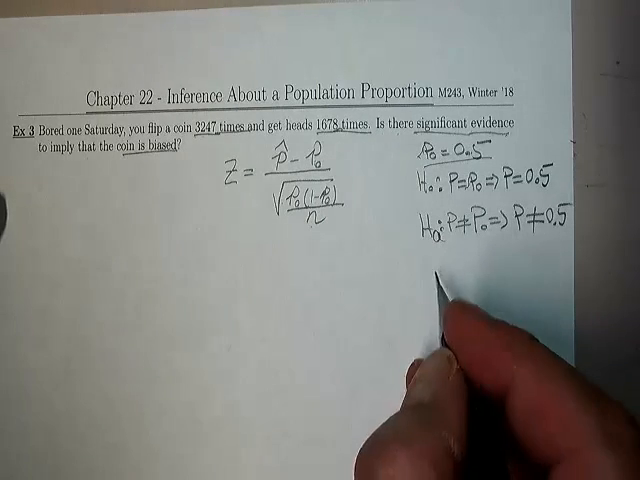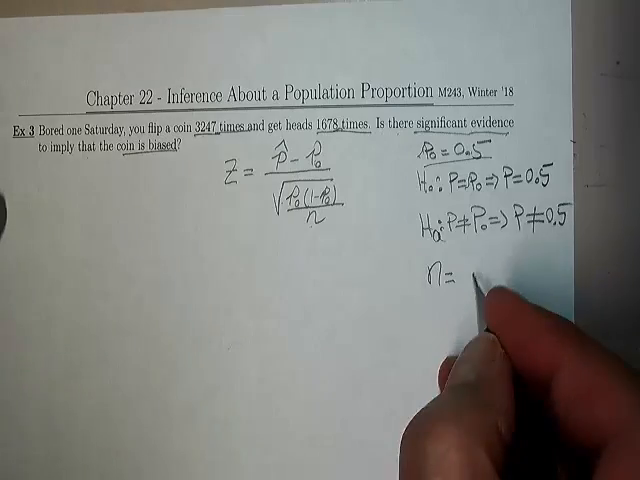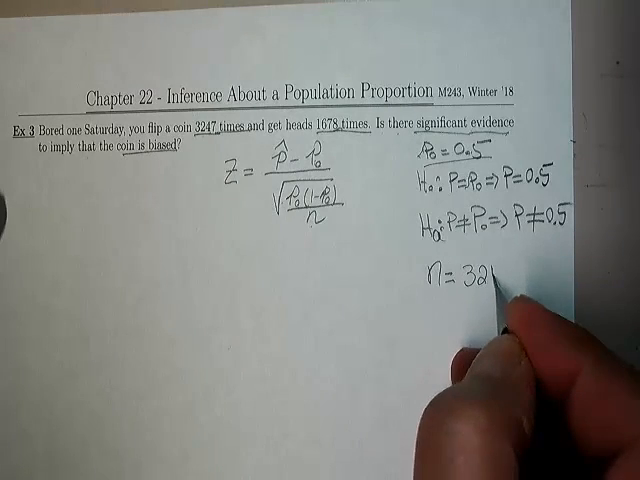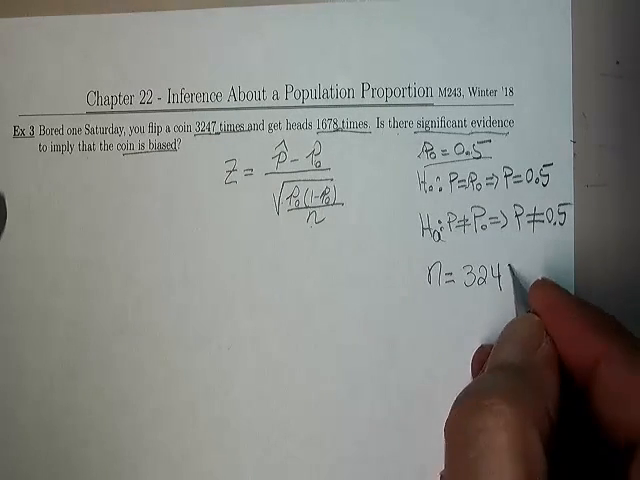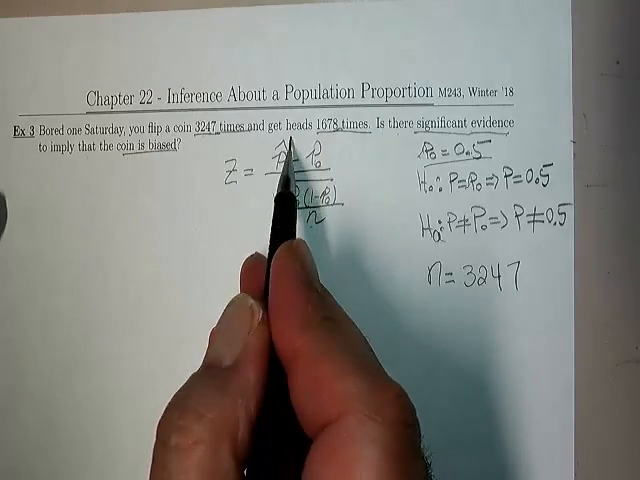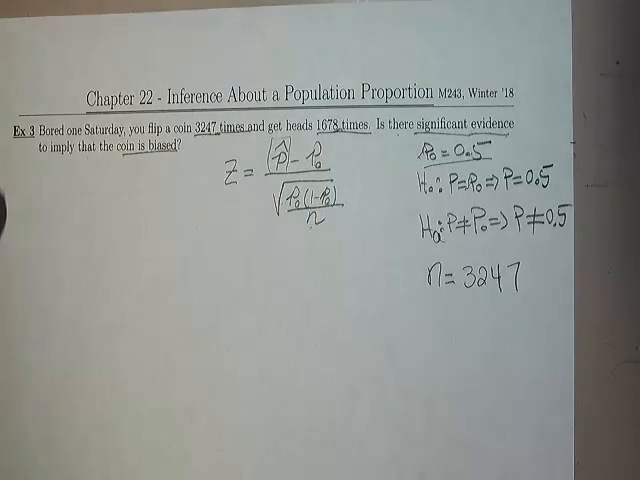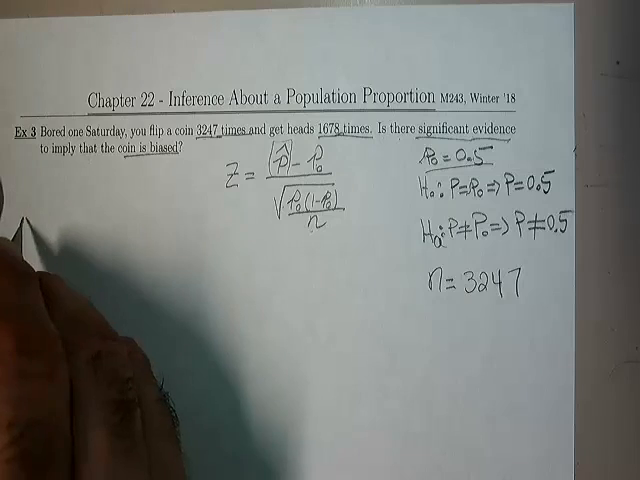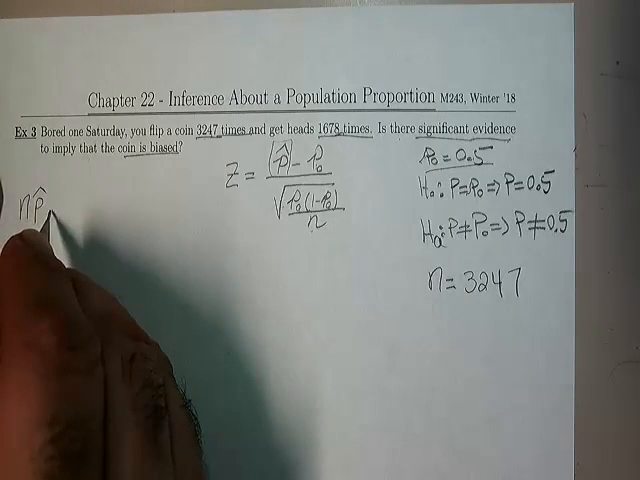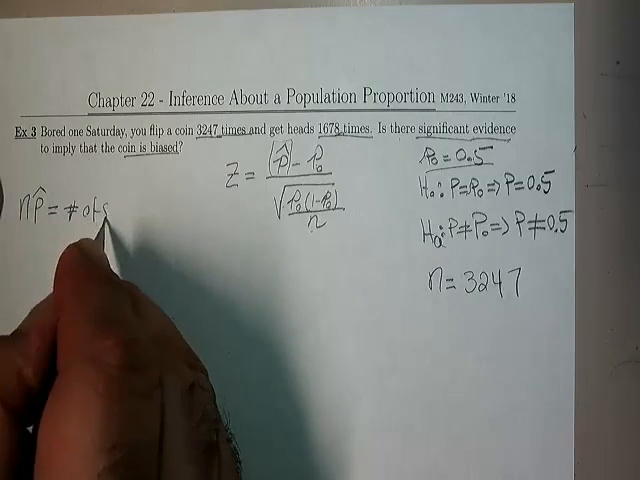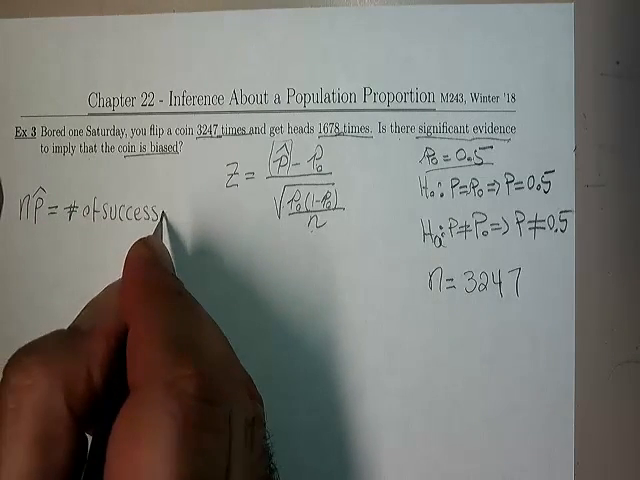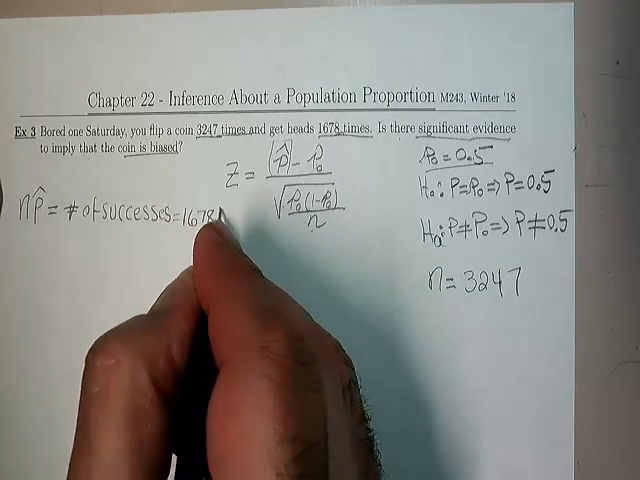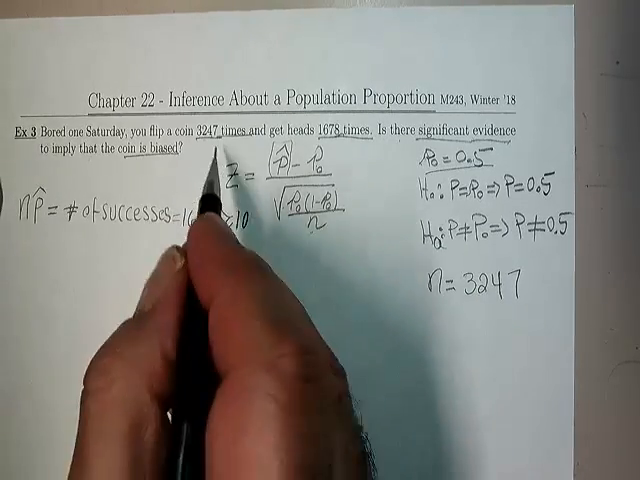What is the size? N is equal to the total number of times we flipped the coin, 3,247 times. We have this. The only thing we don't have is P hat, so we have to figure that out. We know that N P hat, the number of successes, is equal to 1,678, which is greater than or equal to 10.